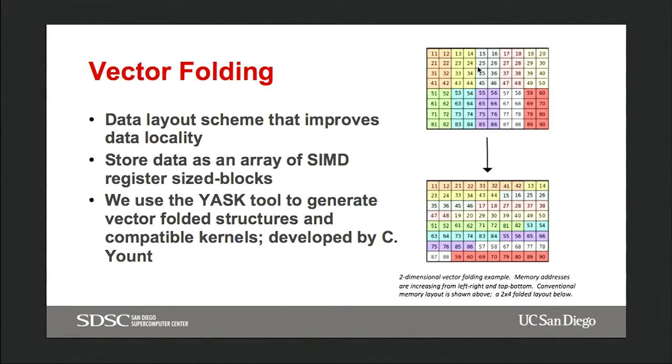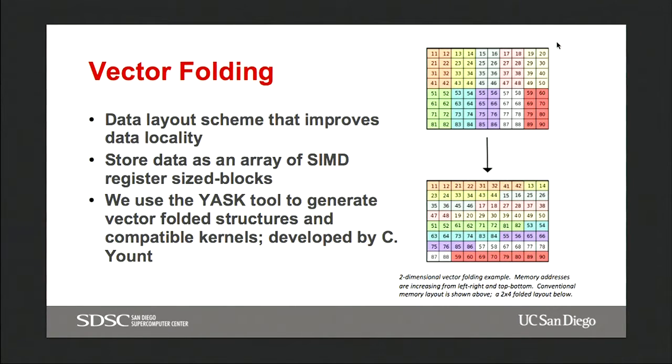So let's look at the picture on the top right. So forget about all the colors for a second. So it's just a 2D array. I think it's 10 by 9. And assume that memory is increasing from left to right and from top to bottom. So that's the traditional layout on the top. But then you could store it a different way. So break it up into 2 by 4 blocks, and then store those blocks consecutively.